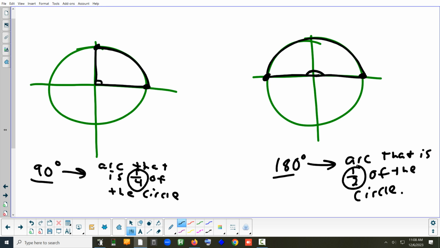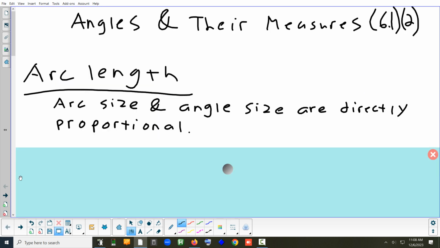Any question on that idea? It doesn't matter on the size of the circle. It's the same for any circle. All right, so directly proportional. So what that means is we are going to be able to set up a proportion to figure out a formula for arc length. And the only reason we can use a proportion is because they are directly proportional. If they weren't, you couldn't.